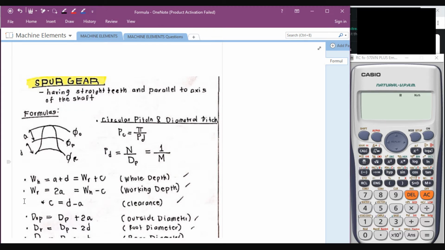Gears are made that way to counteract noise and vibration when in contact. So, what are the formulas?